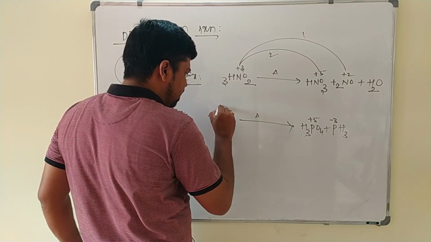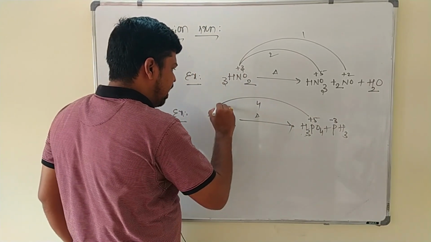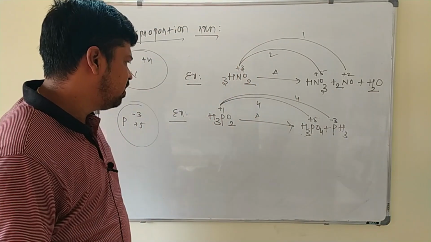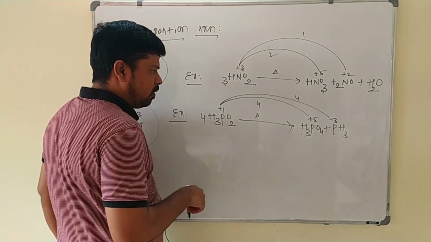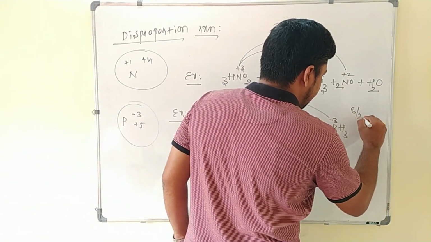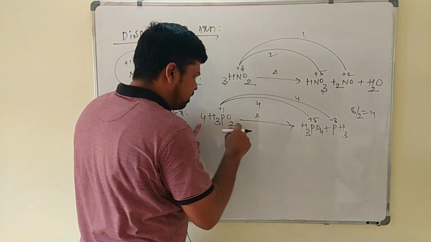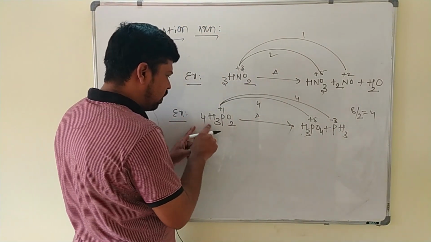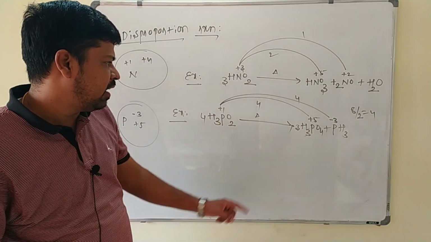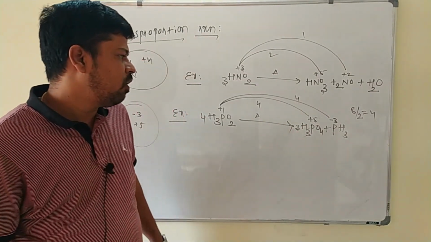So what happens here? +1 to +5, 4 units change, and +1 to -3, again 4 units change here. So this is multiplied with 4. Total change in the oxidation state is 8. 8 by 2 is 4. It can be divided by 2 here. So in this one, you can balance it. 12 hydrogens are there, and here you multiply this with 3. 9 hydrogen, 3 hydrogen, 12 hydrogen, and 3 and 1, 4 phosphorus here.